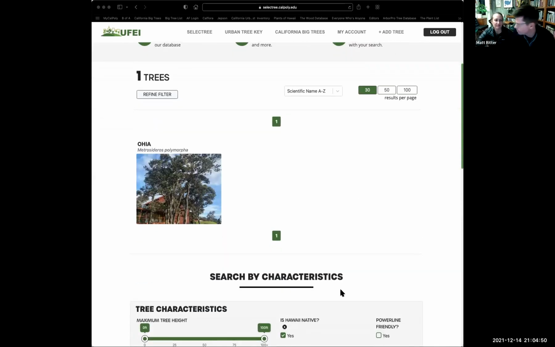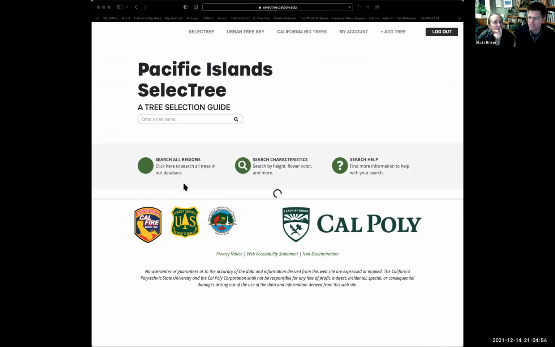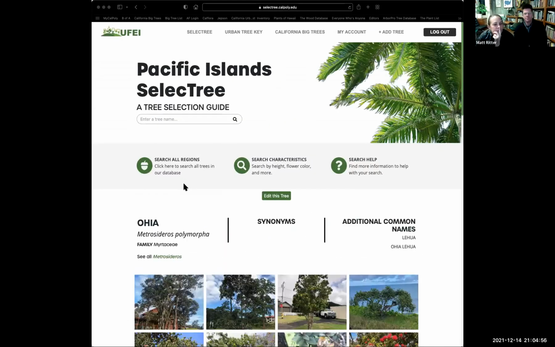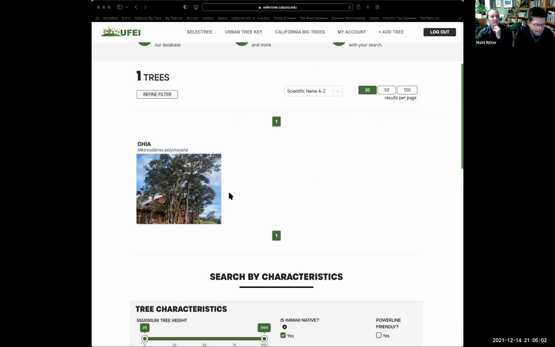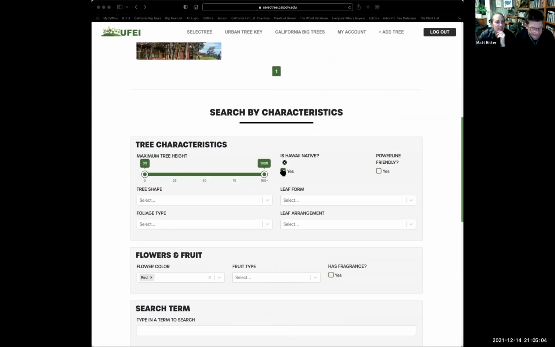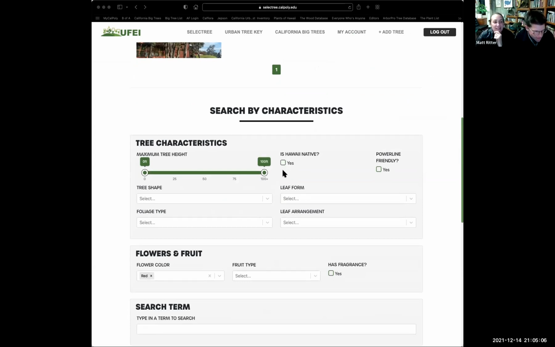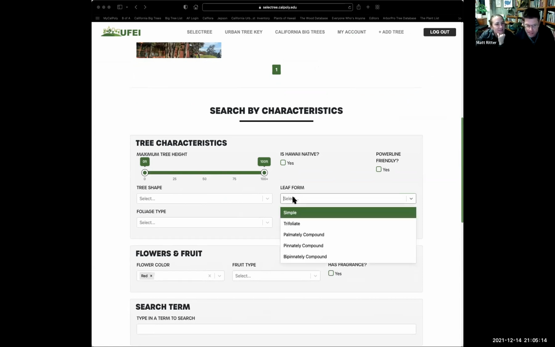Let's put in red flowers and a native. There you go, you get Ohia, and there are all the pictures of Ohia. Some people actually use the search by characteristic as a tree identification tool. You could do that where, say, you saw a tree that has opposite leaves with red flowers. So put in opposite leaves.